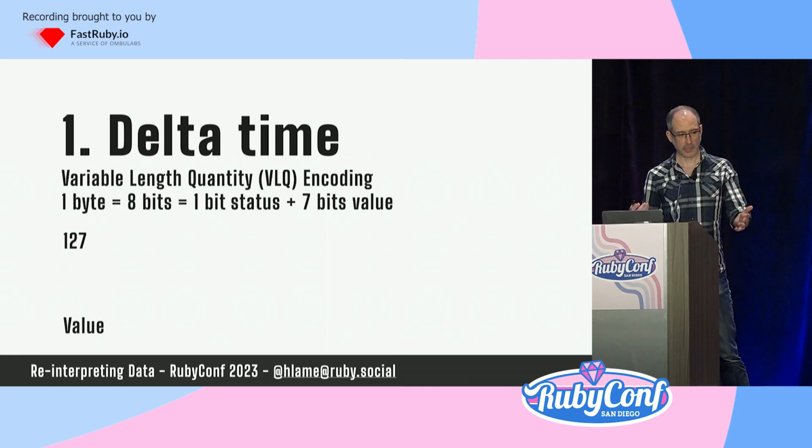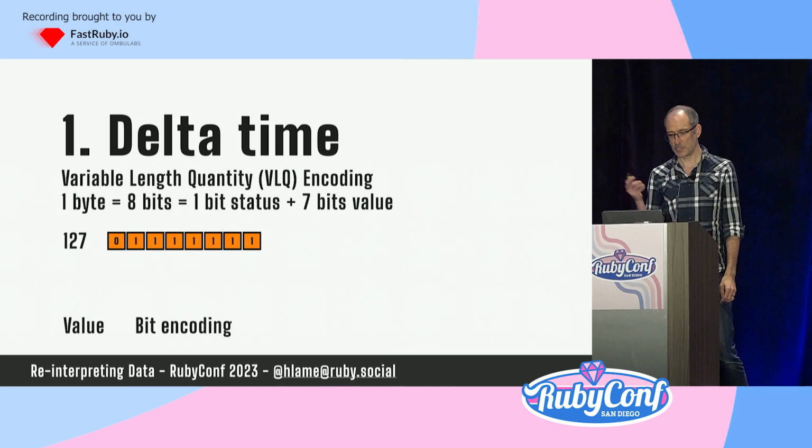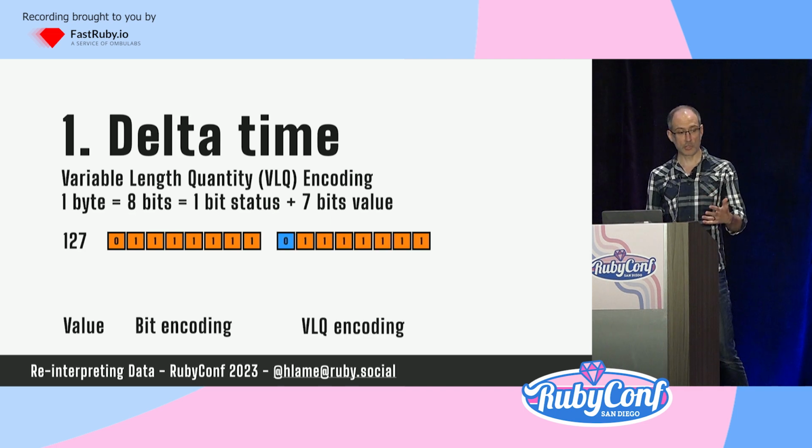So a value like 127 is encoded in bits in 1 byte as a 0 followed by 7 ones. To encode in VLQ, variable length quantity, it's the same. But that first 0 isn't a padding 0 that we don't care about. It's a status bit saying, this value is complete. You don't need to read another byte.